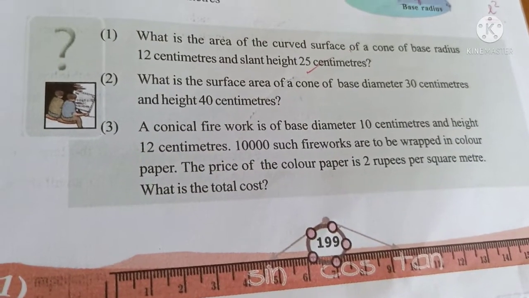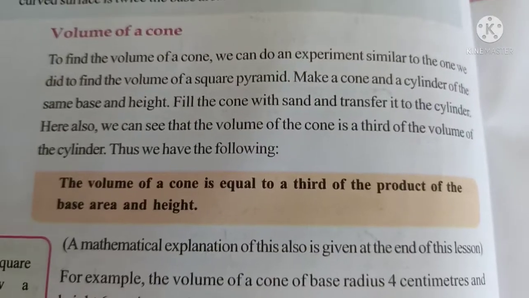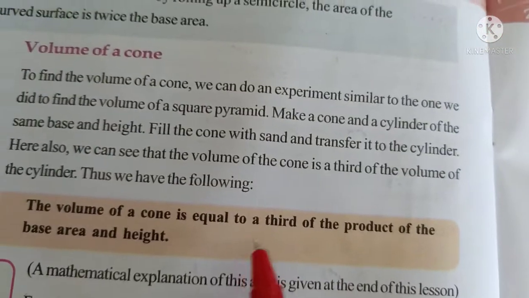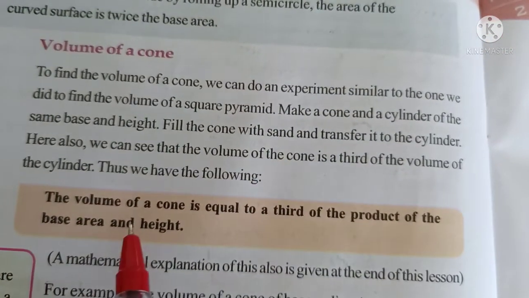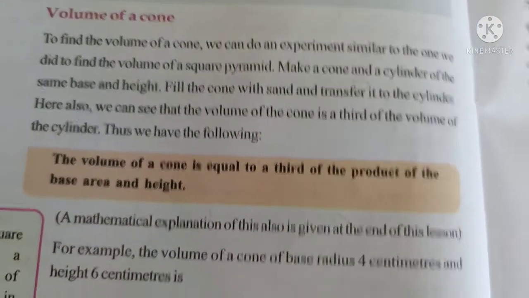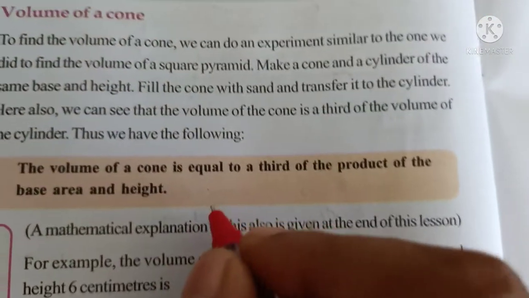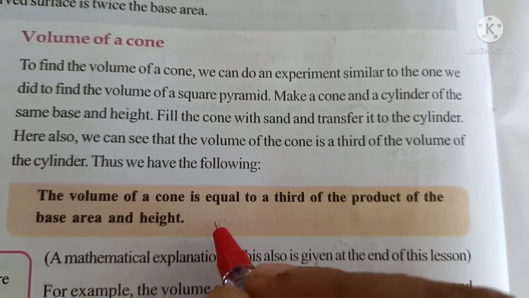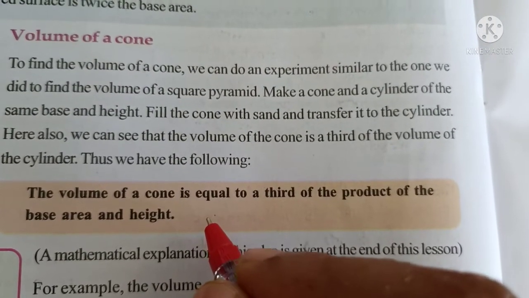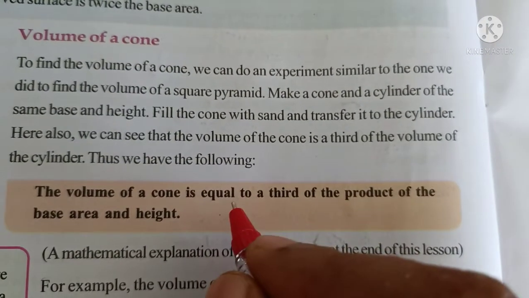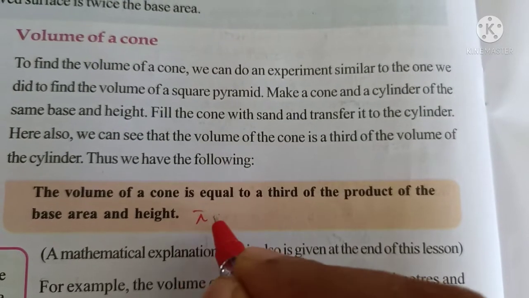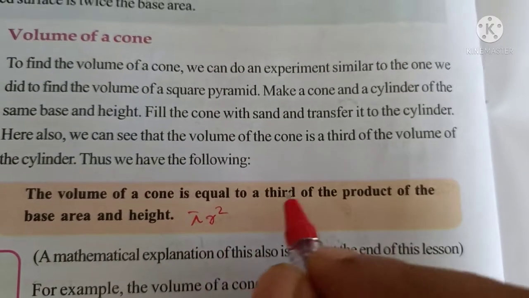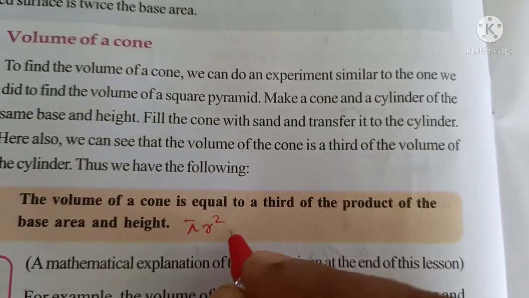Our next topic is volume of cone. Volume of a cone is equal to a third of the product of the base area and the height. If the base area is, what is the base of the cone? The base of the cone is a circle and its area is pi r square. Pi r square, and what about the height?